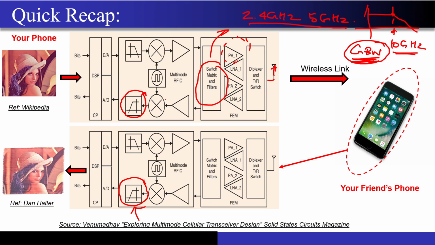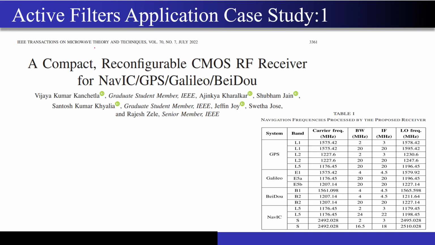So now let's try to see how people have implemented these filters. Correct? So now let's look at the Transactions on Microwave Theory and Techniques paper from the IIT Bombay group: A Compact Reconfigurable CMOS RF Receiver for NavIC, GPS, Galileo and BeiDou. Even if you don't understand anything, I suppose you understand what this GPS is. So they are making a GPS receiver for maybe your cellular phone, and they want to make it reconfigurable. Why reconfigurable? Because this receiver not only performs the function for GPS, but it also performs the function for Galileo, BeiDou and NavIC. This is the Indian navigation constellation.